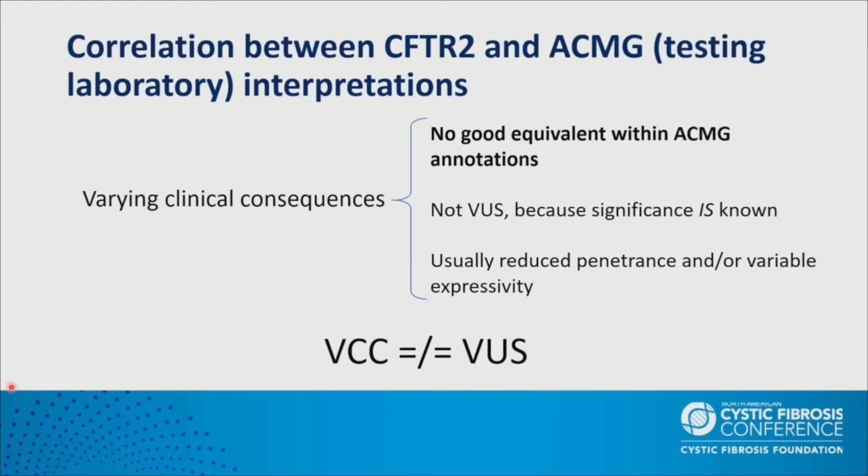As I said, these are different than uncertain significance because we do actually know about them. We just know that they're variable. And usually these are variants that result in reduced penetrance and/or variable expressivity. So those are two very genetic-y terms, but essentially what they mean is that they don't cause CF in every single person. And when they do cause disease, it might look different from person to person.